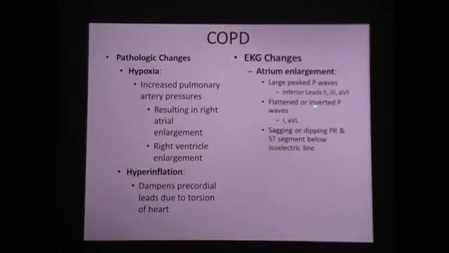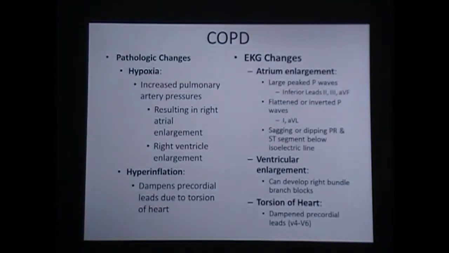Sometimes you can get the flattened and inverted P waves in 1 and AVL. You can get sagging or dipping of the PR and ST segment below the isoelectric line too, which I got a picture of. And the right ventricular enlargement can develop into a right bundle. And as I said, the dampening of the precordial leads.